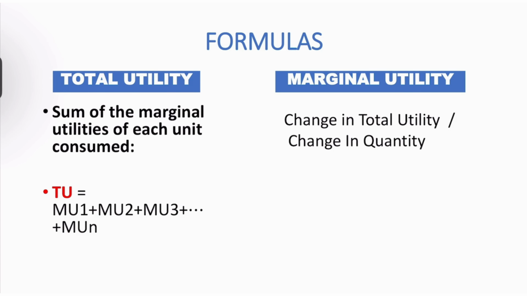Let's get to the formulas. So the formula for total utility is the sum of the marginal utilities of each unit consumed. The formula for marginal utility is the change in total utility divided by the change in quantity.